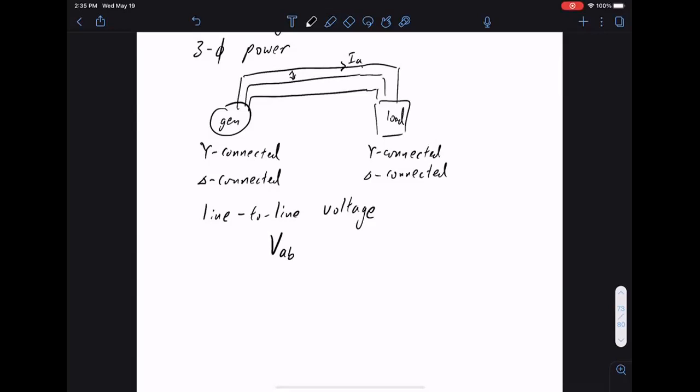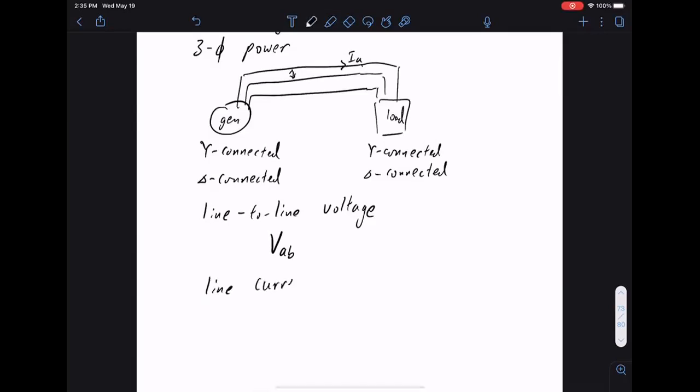And then for current, we talk about something like line current. This is something like IA. Again, this is the current you can actually measure. If you see three lines, you can measure a current flowing on the line, whereas you may not see, for example, the phase current. Again, if you don't know how the load is connected, you may not know what the phase current is.